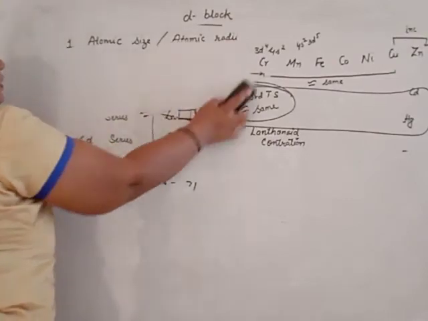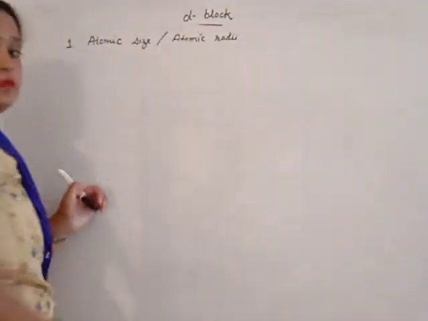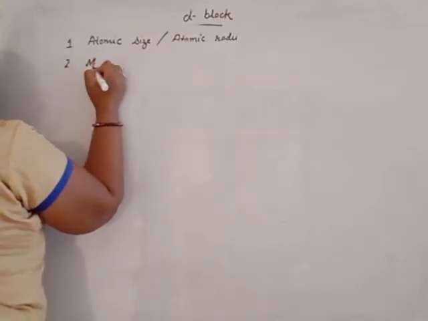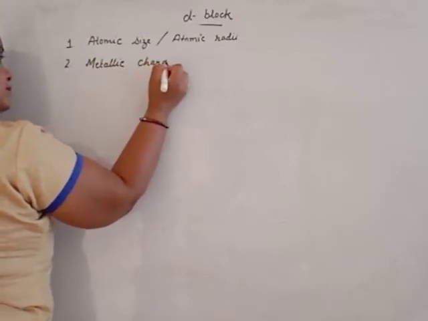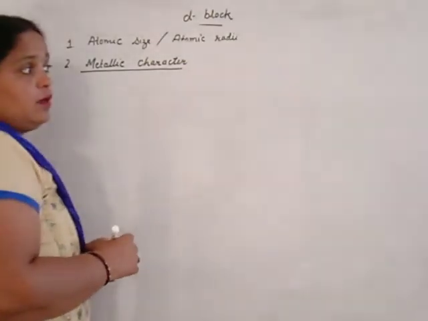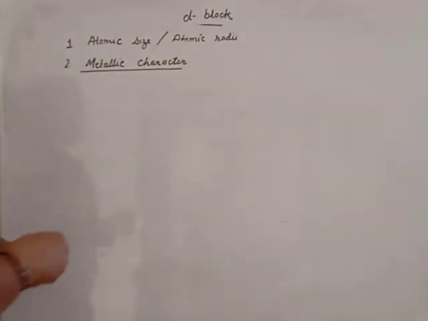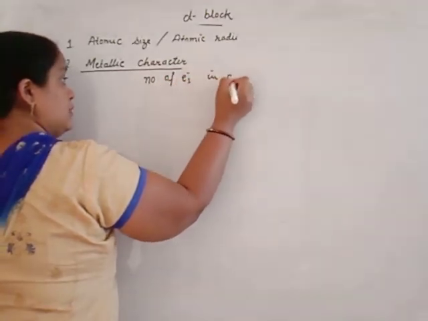Now, another property of these elements is the metallic character. All elements of D block are metals. Why are they metals? Because they have a tendency to lose their valence electrons. How many valence electrons are present in D block? Beta, the number of valence electrons in D block.